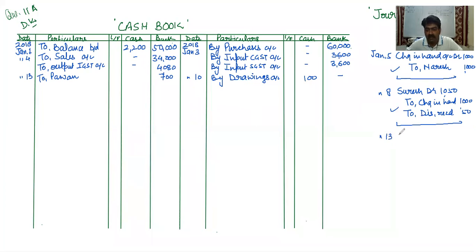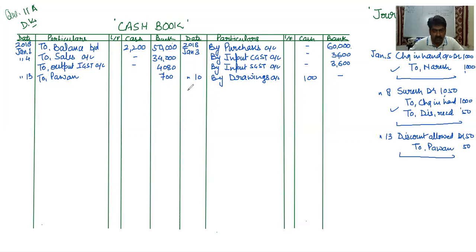discount allowed account debit to Pawan will come in journal proper, and that is rupees 50. Okay. Now next is Pawan's check returned dishonored by bank.